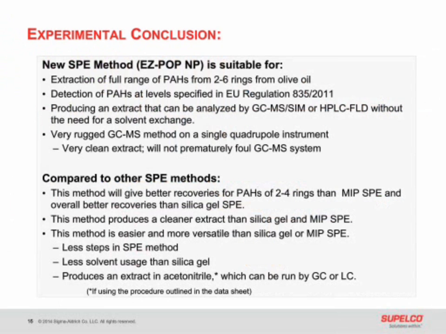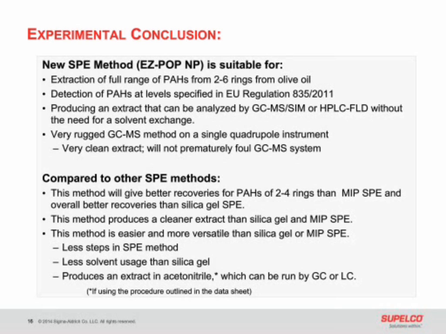So in conclusion, the new SPE method using the EasyPop NP is suitable for the extraction of a full range of PAHs between 2 to 6 rings, for the detection of PAHs at levels specified in European Regulation 835/2011. It produces an extract that can be analyzed by both GCMS in selected ion mode or HPLC by fluorescence without the need for a solvent exchange because the eluent is acetonitrile. And the GCMS method is very rugged on a single quadrupole instrument. The extract is very clean and won't prematurely foul the GCMS system.